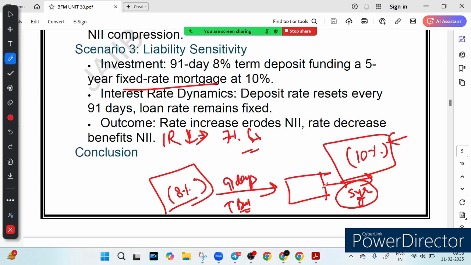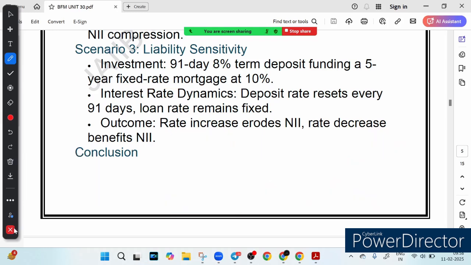So what is the conclusion? That interest rate risk is like playing a balancing game. If the bank gets it wrong, they lose money, or worse, they could fail. Managing this mismatch is a key part of banking risk management, and for the BFM examination this is a crucial concept to master. I hope this is clear now.